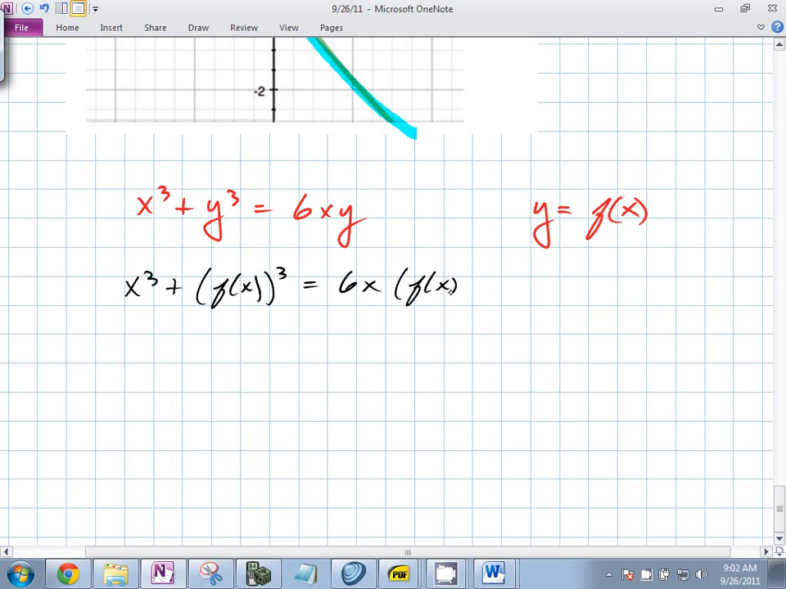Let's differentiate with respect to x. What do you end up with? What's the first thing you end up with, Jackie? What's the derivative with respect to x? Plus, Maddie, what's the next one? This one.